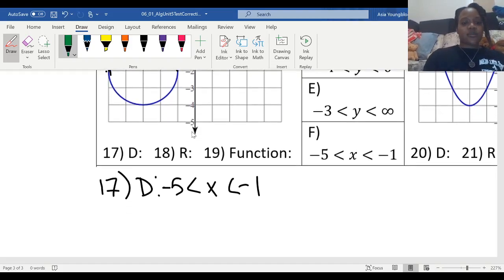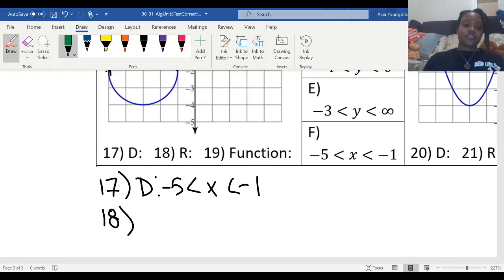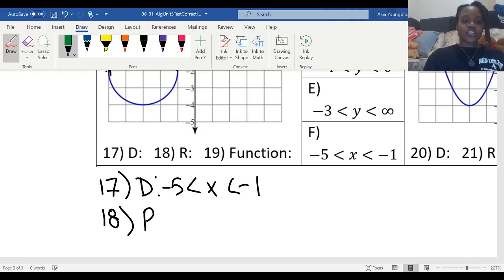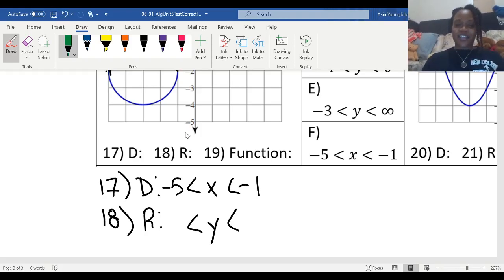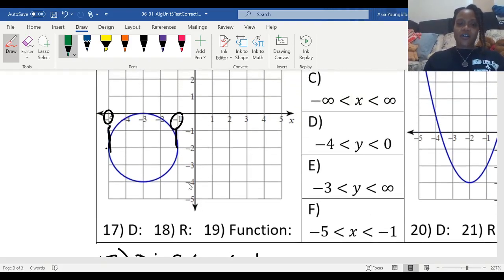Number 18, we're talking about the range. The domain talks about the x values, how far left and right the graph is going, while the range represents the y values, so how far down and up the graph goes. So again, we're looking at what y values are included in this circle.